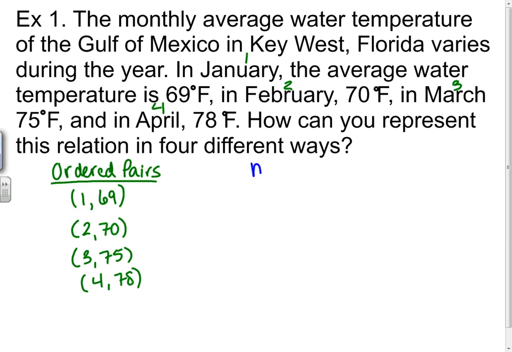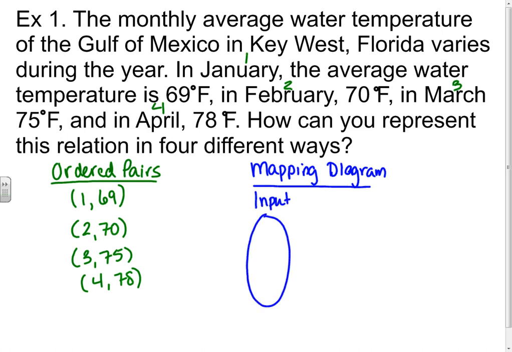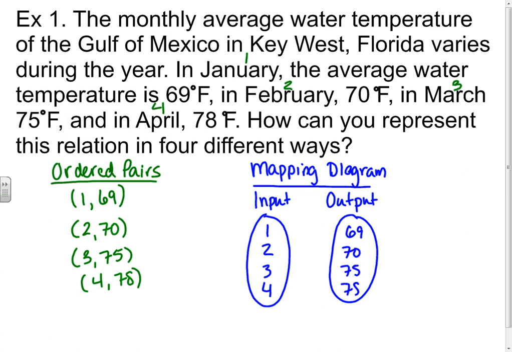In a mapping diagram, you put the inputs and outputs in bubbles. Typically, you put them in order and you do not repeat anything. So you have an input on this side, put a bubble for those, and an output on this side, put a bubble for those. And you put them in order. So 1, 2, 3, 4 over here, 69, 70, 75, 78 over here. And then draw arrows between what maps to each other. It's a mapping diagram.